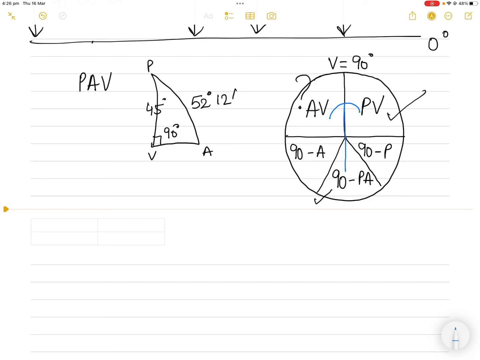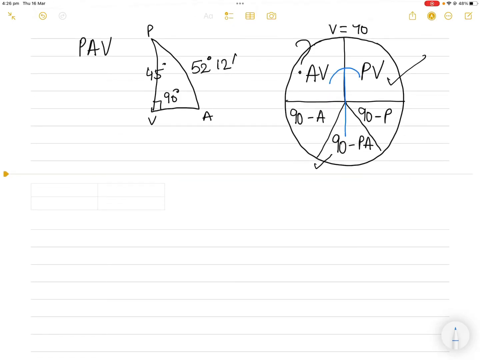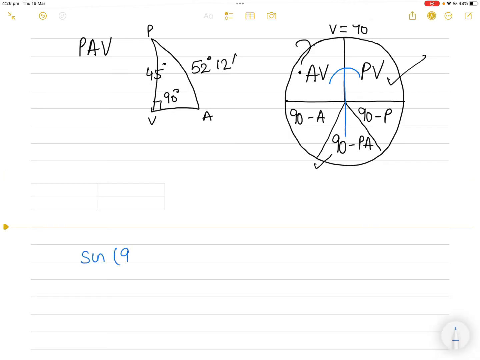And we have to form an equation. In this case, we will use the equation of opposites, because the equation we form is sine of 90 minus PA equals cos of opposite. What is opposite to 90 minus PA? Cos of AV and cos of PV. We have to form an equation which has all the three values. In this case, we will use the cos of opposites, and I will show you the next equation when we come to it.